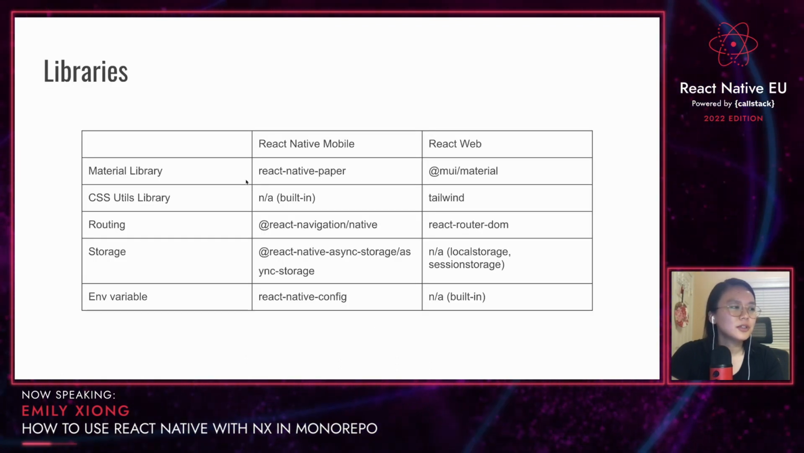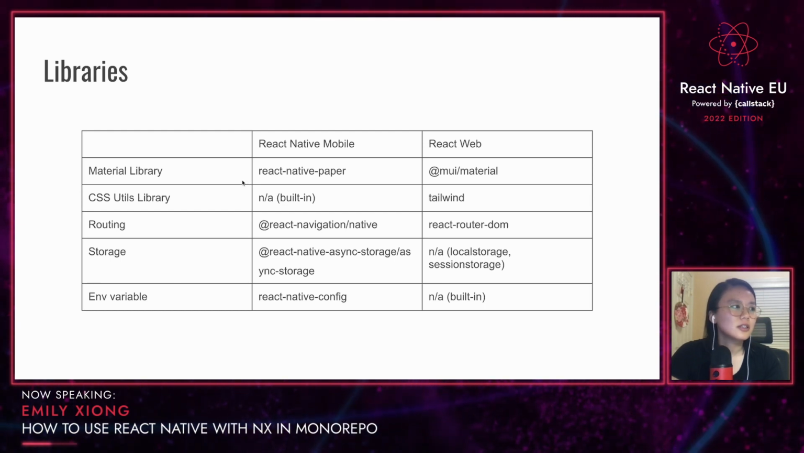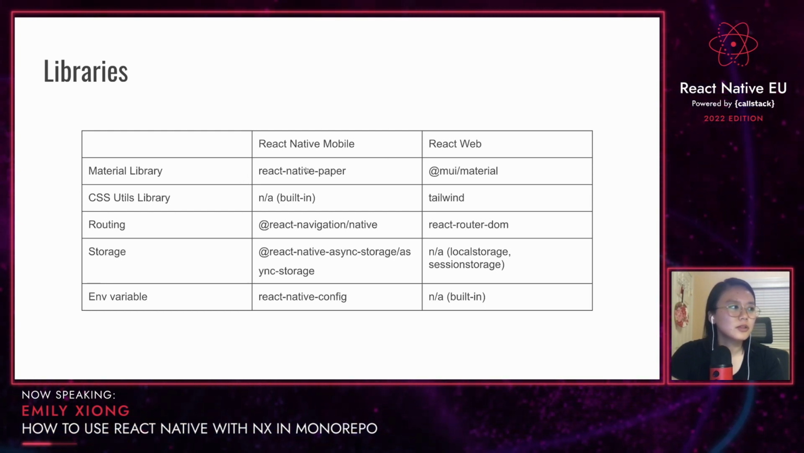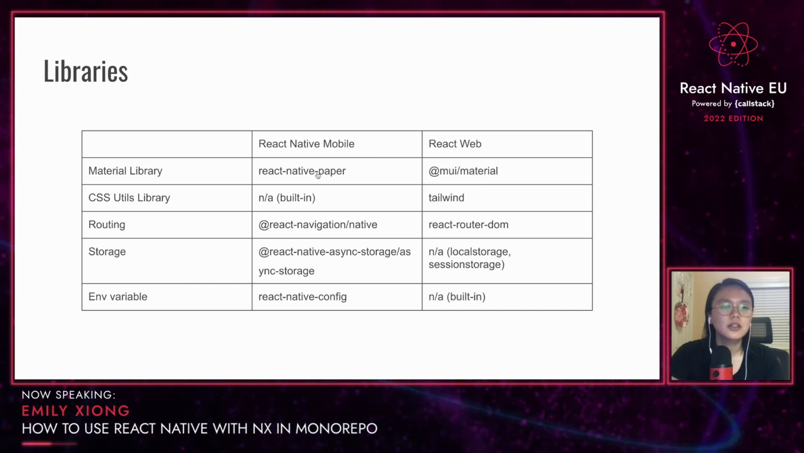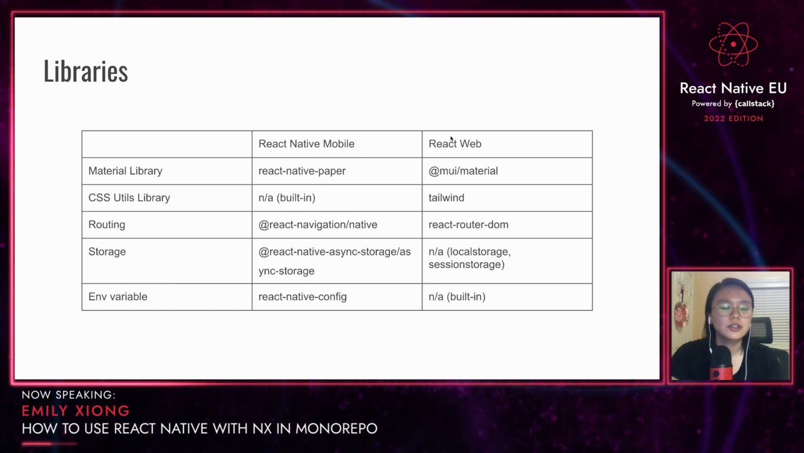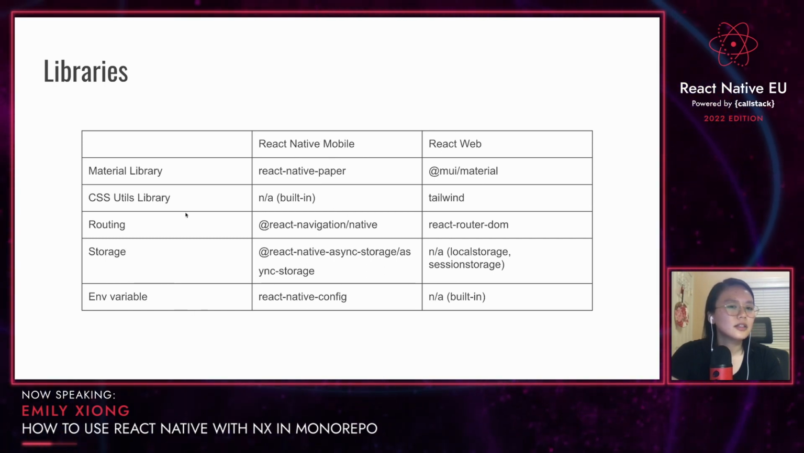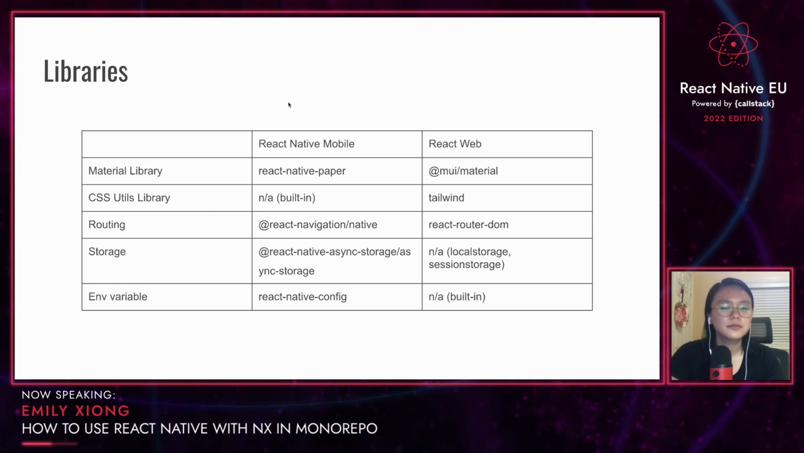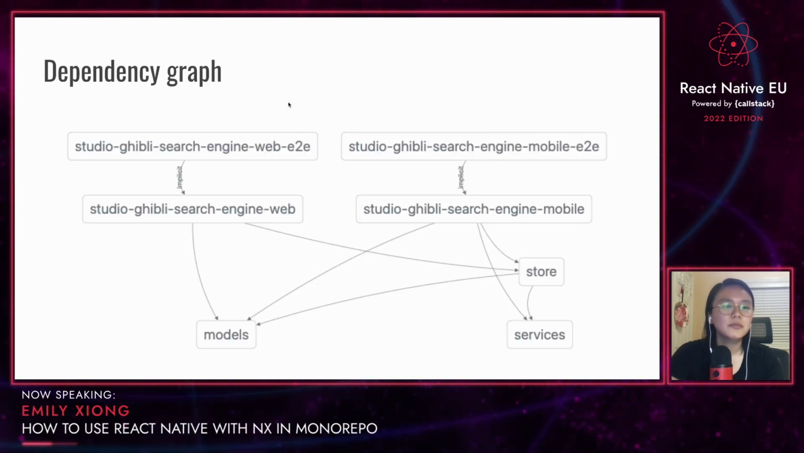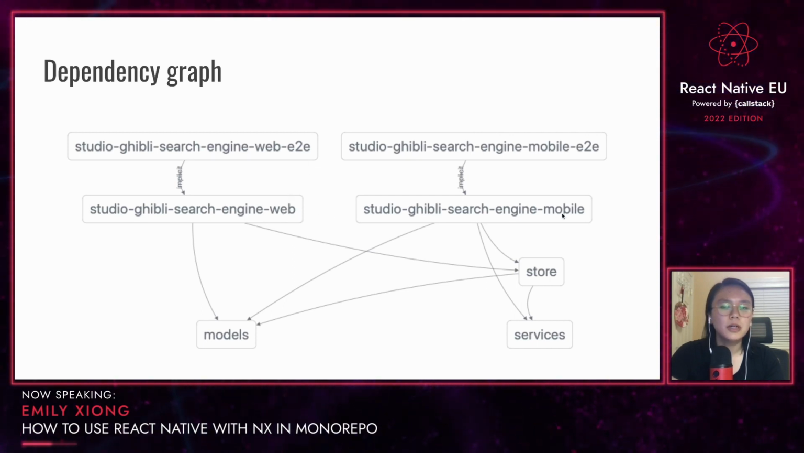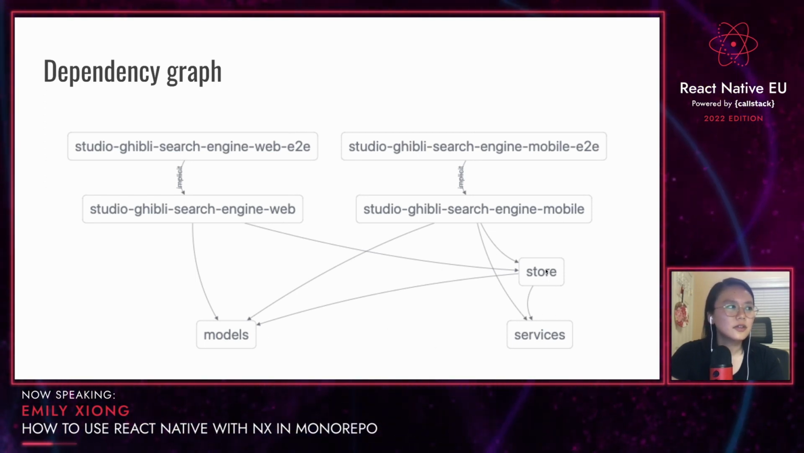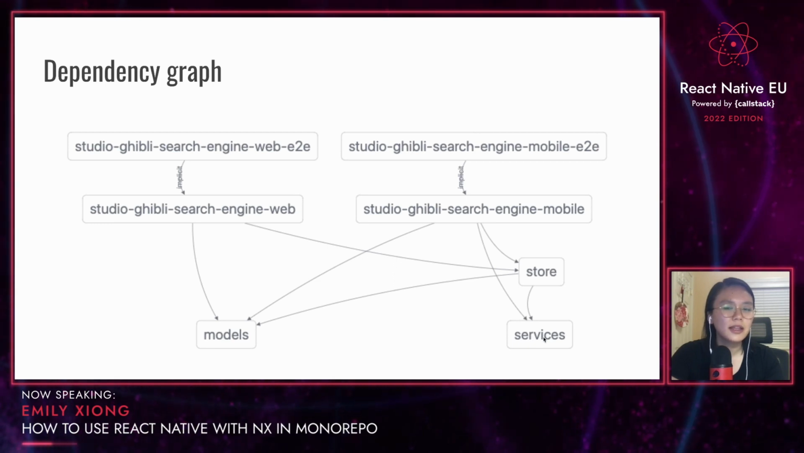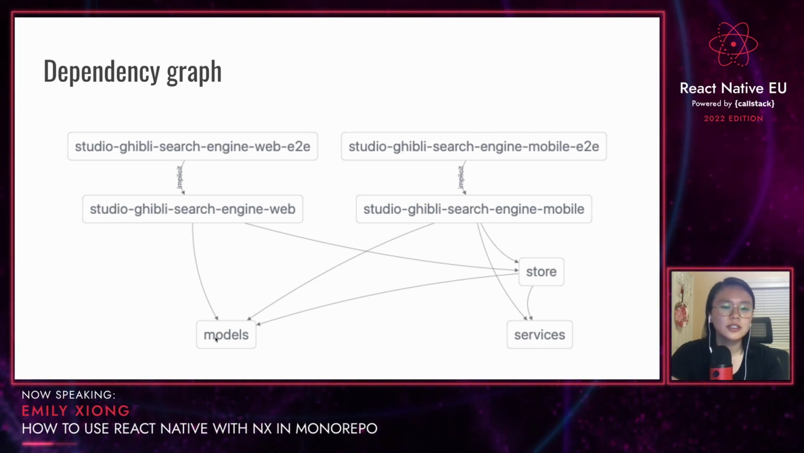So here are the libraries I use, which are compatible with different tech stacks as I mentioned. I use different Material libraries for these two applications here, and all the other libraries as well. If I run a dependency graph, it currently looks like this. I have web and mobile, and they all share three libraries. Store is for state management, service is for calling the backend API, and model is for interfaces and types here.